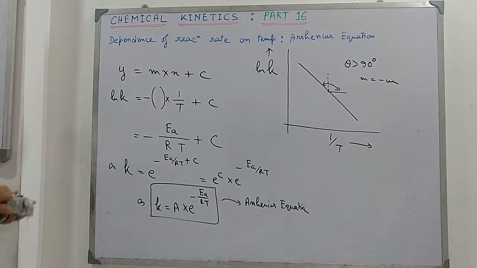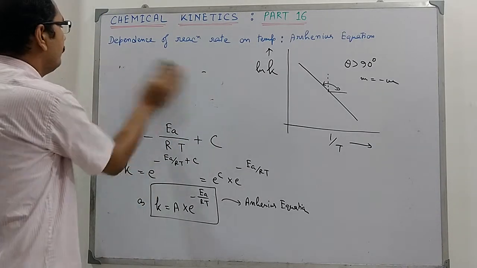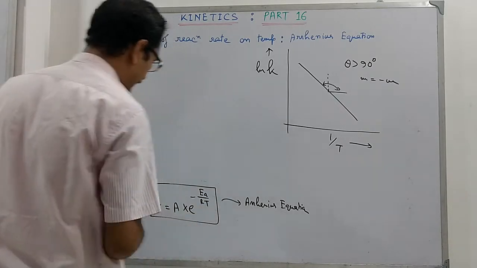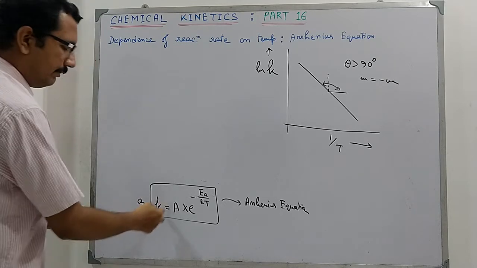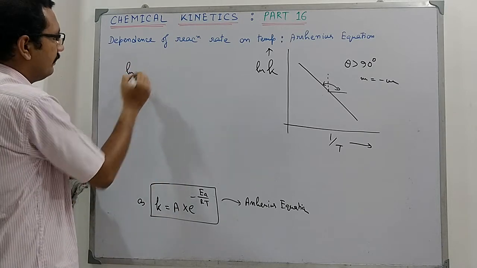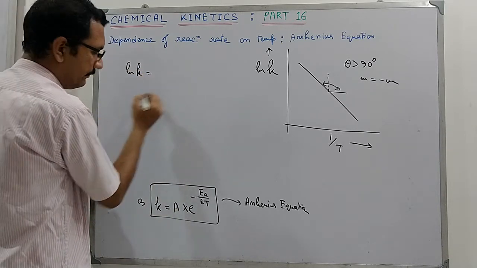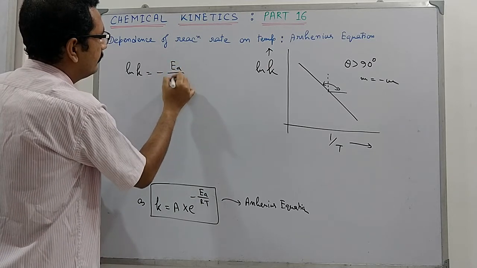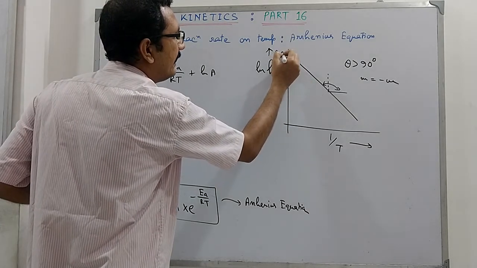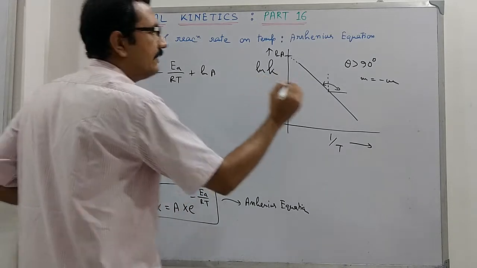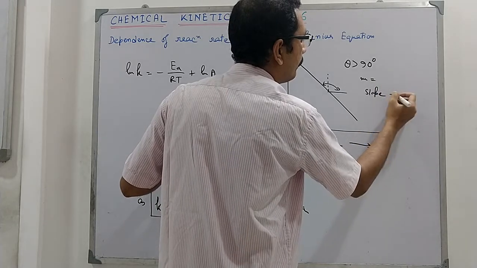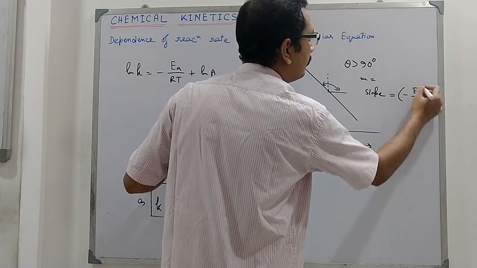In this way he obtained this equation. Now if in the exam it is given in the question that plot ln k versus 1 by T, then you start from this equation, then you take logarithm on both sides, that will give you ln k equals minus EA by RT plus ln A. So this will be ln A, and you write here the slope, that is m equals slope equals minus EA by R.